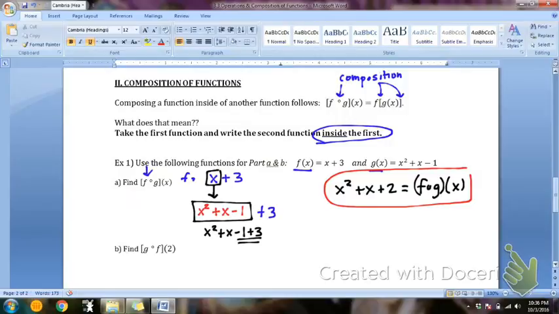Alright, so that was one that started off. You start off with whatever function they give you. So they asked us to start with f first, and then we put the g inside of the f. So let's look at example B. Let's take it a little step further.